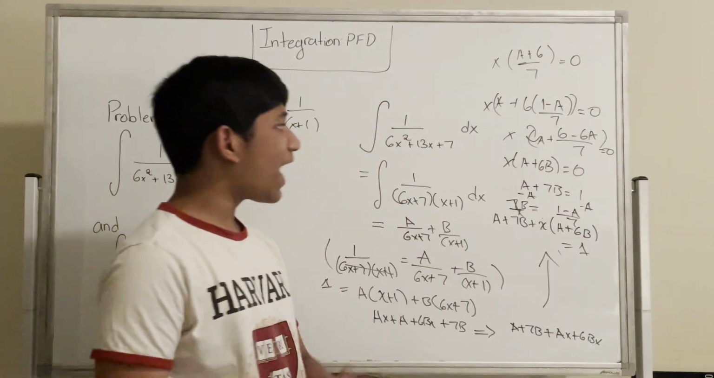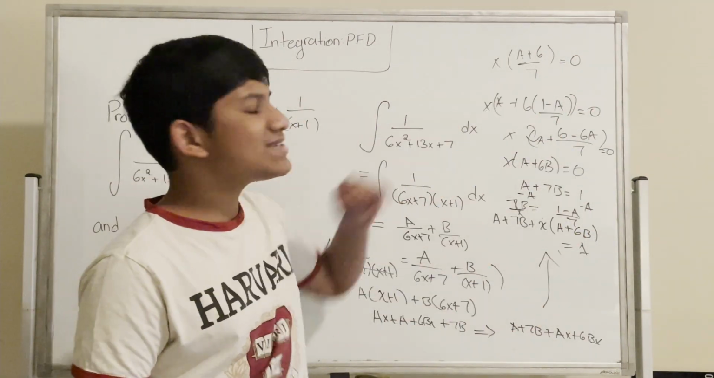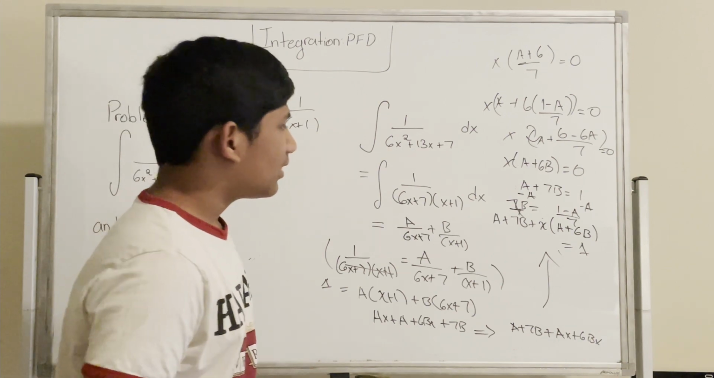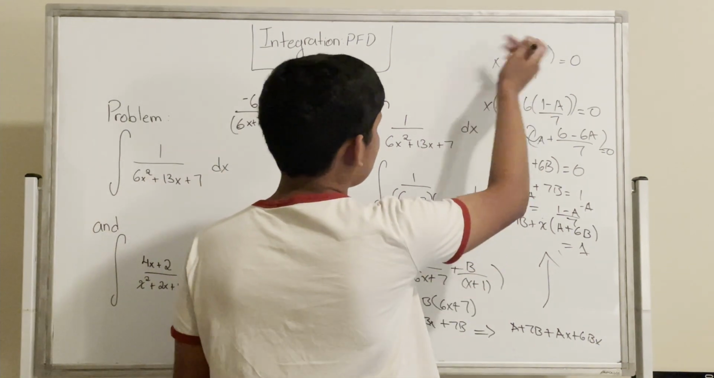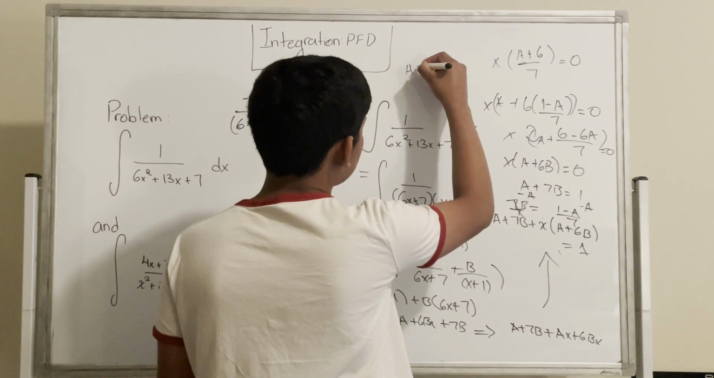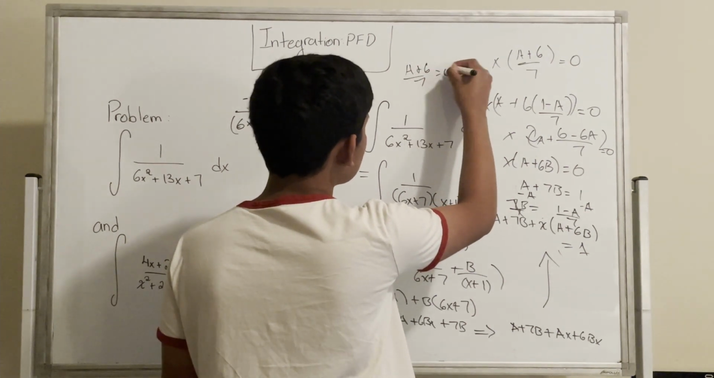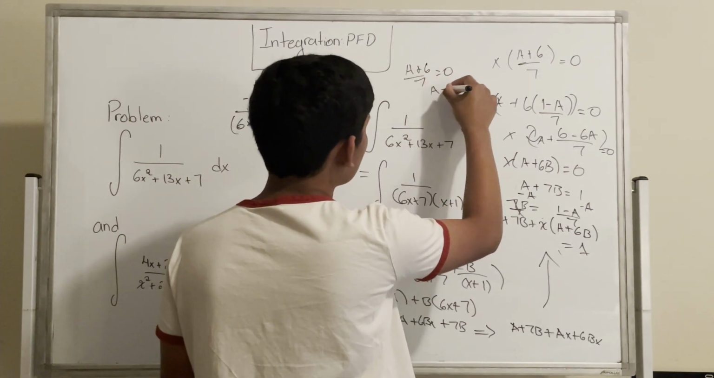Now as you can see over here, x can equal 0, or the inside term can equal 0. Now if we just state that the inside term equals 0, a plus 6 over 7 is equal to 0, we can get that a equals minus 6.